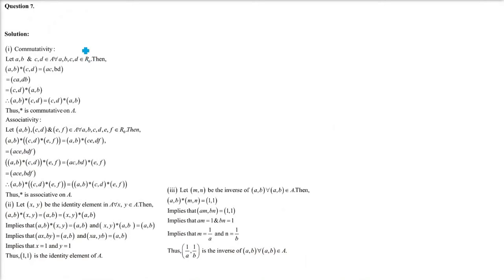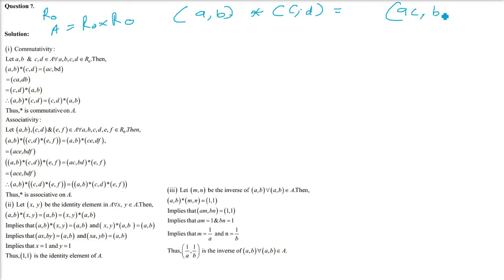Question number 7. Let R0 denote the set of all non-zero real numbers, and let A equals R0 cross R0, where R0 has subscript 0. If star is a binary operation on A defined by, how is it defined? It's defined like this: (A, B) star (C, D) is equal to (AC, BD). First pair values multiply, and second, B multiplied by D. This is what is given in the question. So we have to show this star to be commutative, associative, then identity, then the inverse.